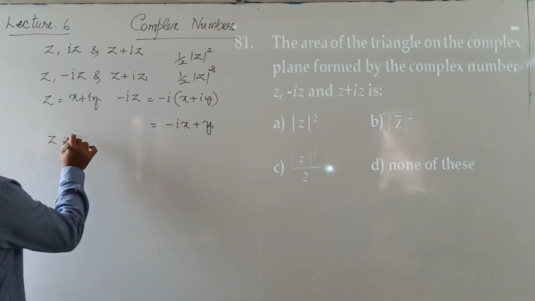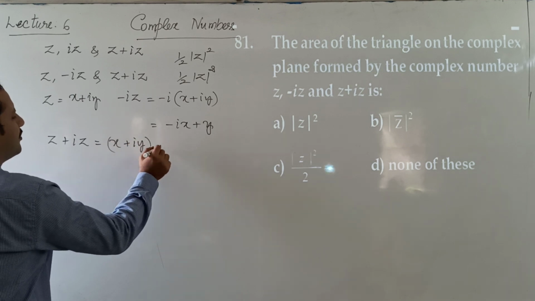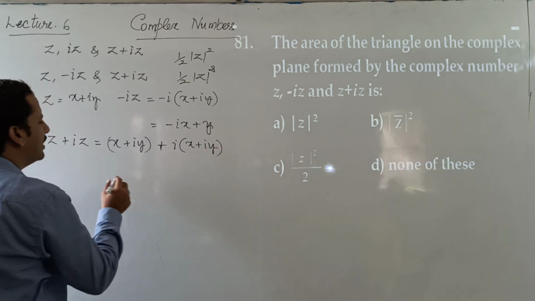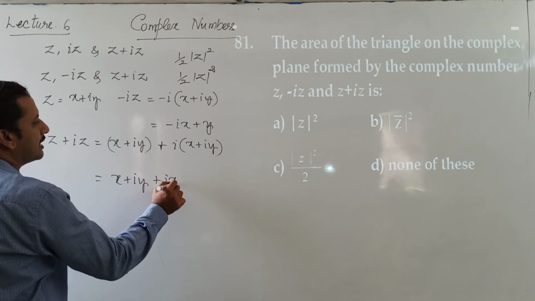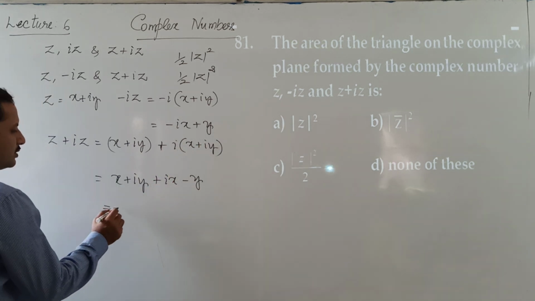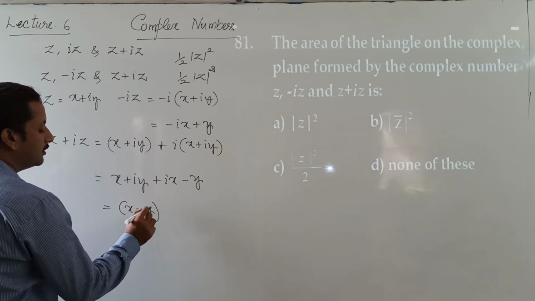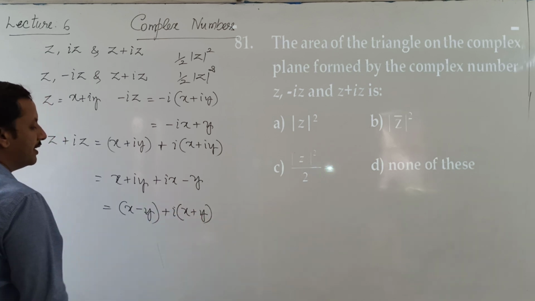Then z + iz means x + iy + i into (x + iy). It will become x + iy + ix minus y, since i square is minus 1. So I can write this as (x minus y) + i into (x + y).